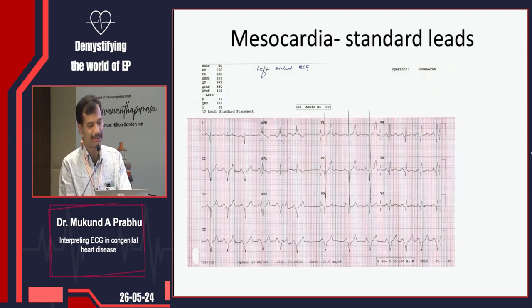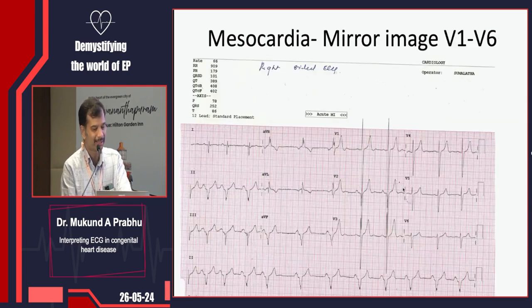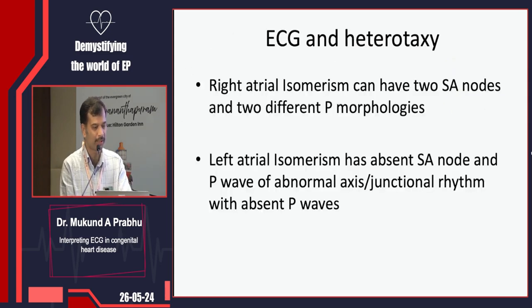And this is a classical example of mesocardia. In standard leads, we are seeing good well-formed R waves in V1, V2, and V3, which regress as you go to V6. And when we take the right side leads, you find the same pattern. Right sided leads towards the sternum show good R wave voltages, which regress as we go to the right lateral position, suggesting a mesocardia. And this can be a spoiler, heterotaxy, because we don't know where the rhythm is coming from. It's right atrial isomerism.